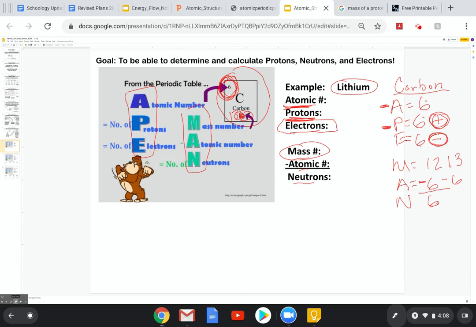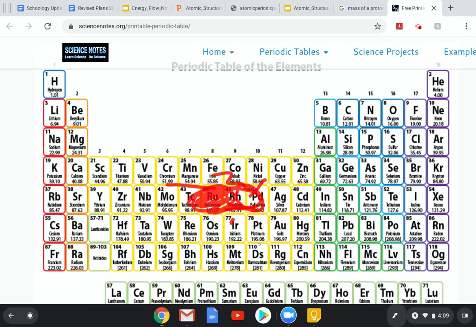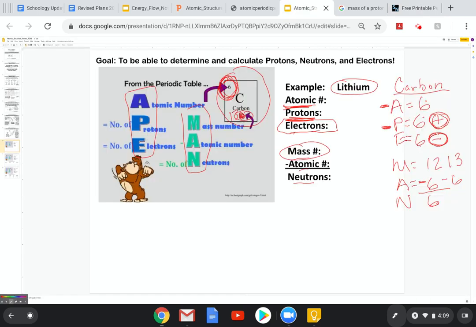I'm just going to erase a few parts, and let's move on and talk about lithium. I want you to find your periodic table, and I want you to try lithium by yourself. Lithium is going to be in the top left. It is actually the third element. It's depicted by 6.94 as the mass number, and the atomic number is 3. So go ahead and try lithium by yourself, and then we'll show you the answer in a second. I'll wait 2 seconds, and then we'll go to the next slide.